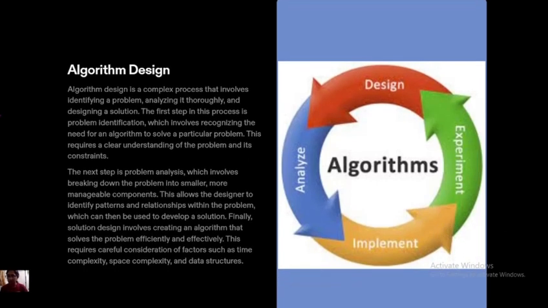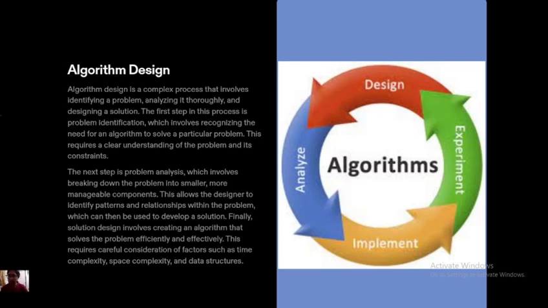Algorithm design. Algorithm design is a complex process that involves identifying a problem, analyzing it thoroughly, and designing a solution. The first step in this process is problem identification, which involves recognizing the need for an algorithm to solve a particular problem. This requires a clear understanding of the problem and its constraints.